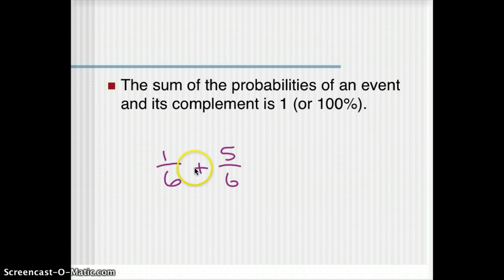If I add 1/6 and 5/6, I get 6/6 or 100%, because that should be telling you everything that's possible to happen. So when you add up the probability of an event and its complement, you should always get 1 whole. Or you probably messed up on either the probability or the complement.